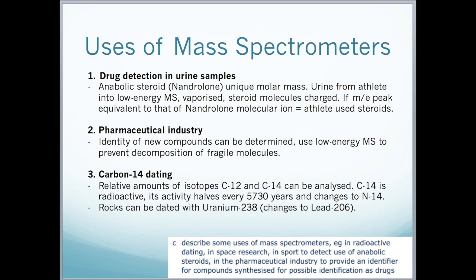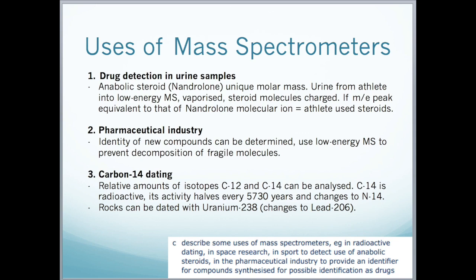And the final bit about mass spectrometers that the specification asks for is to describe some of the uses of mass spectrometers. So, first of all, it's used in drug detection. For example, when analyzing urine samples. So, let's say during the Olympics, all the athletes would have to undergo anabolic steroid testing.